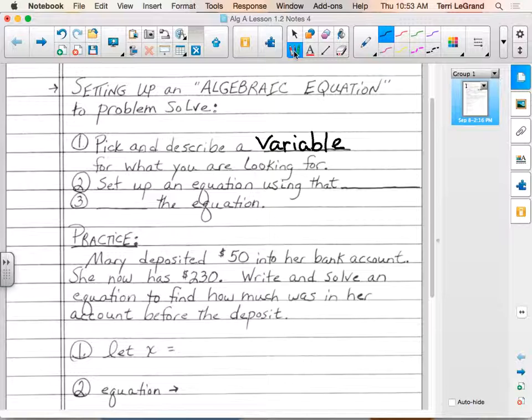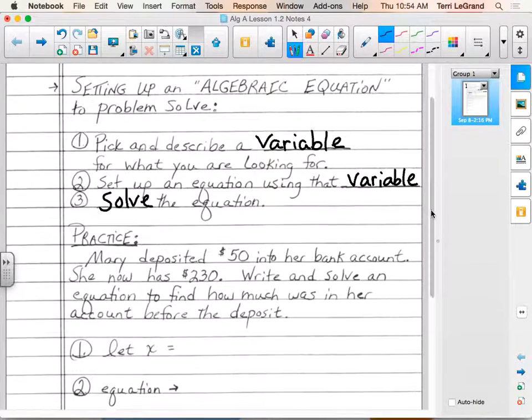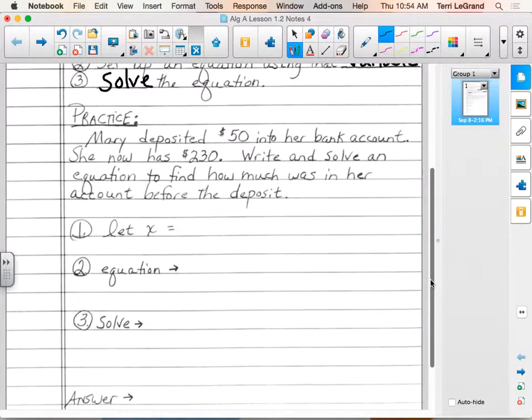Then set up an equation using that variable. In other words, that variable you picked better show up in your equation. That's what makes our equation algebraic. That's what helps us solve it for the unknown. And then last but not least, you're going to solve the equation, and we know what to do to solve these. We know how to show work for that, right? So the expectation is you're going to pick and describe the variable, set up an algebraic equation that has that variable in it, and solve that equation. Then there is one last thing that we'll discover that we do at the end also.